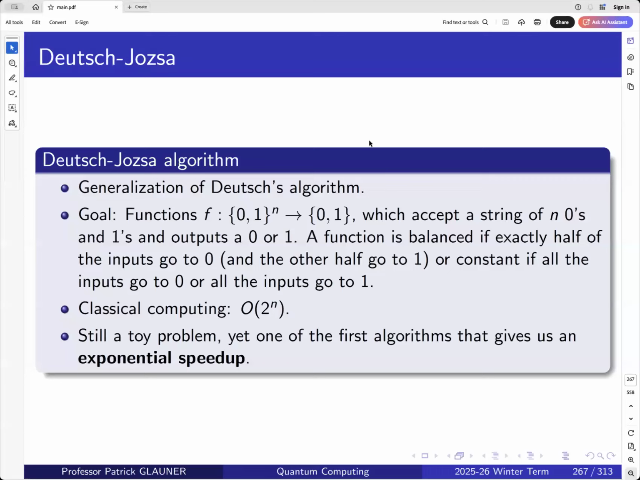So it's a toy problem, but way more complex than the Deutsch algorithm problem. And this was the first algorithm that would give us actually an exponential speed up. So we could solve this exponentially faster with a quantum computer. So massive speed up, but probably still a toy problem without much real world applications.